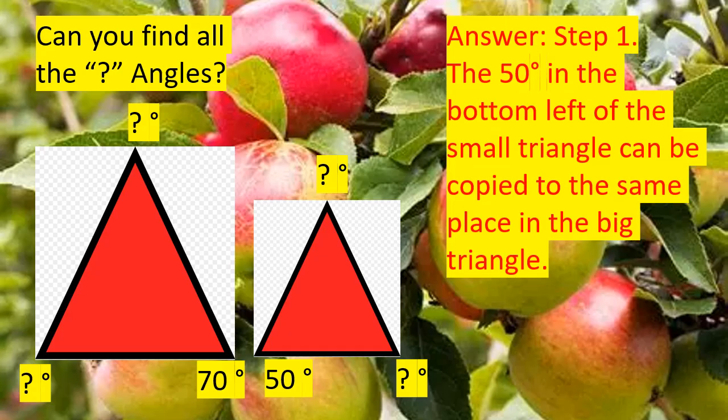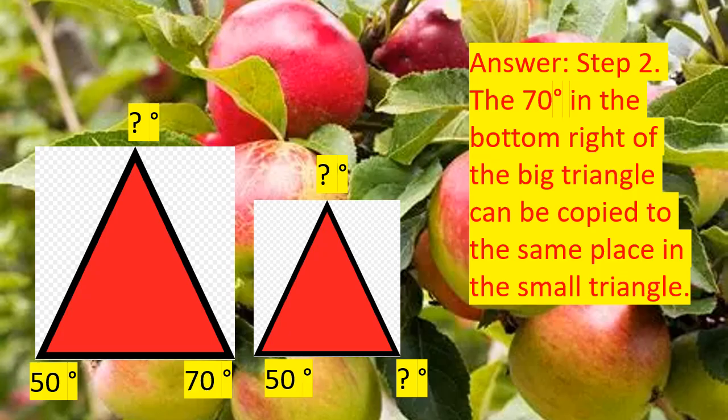So step 1, the 50-degree angle in the bottom left of the small triangle can be copied to the same place in the big triangle. So we put 50 degrees bottom left of the big triangle by copying it from the bottom left of the little triangle.